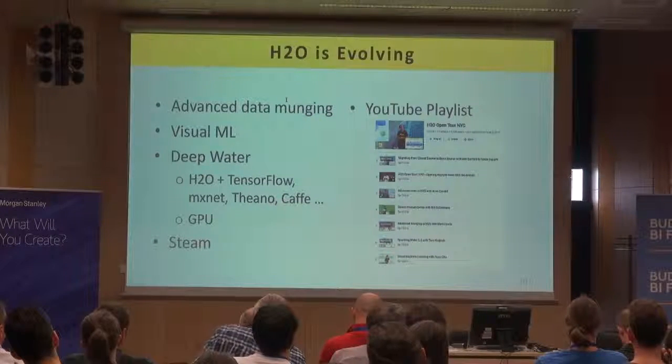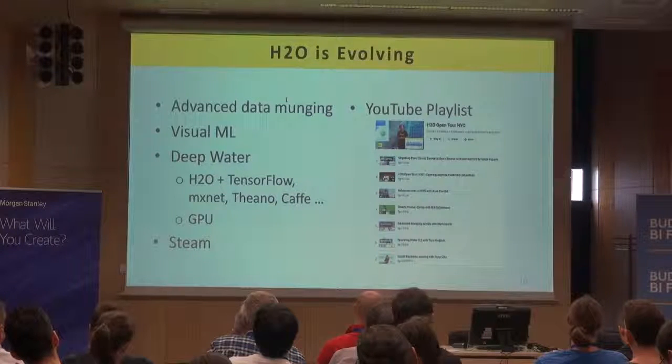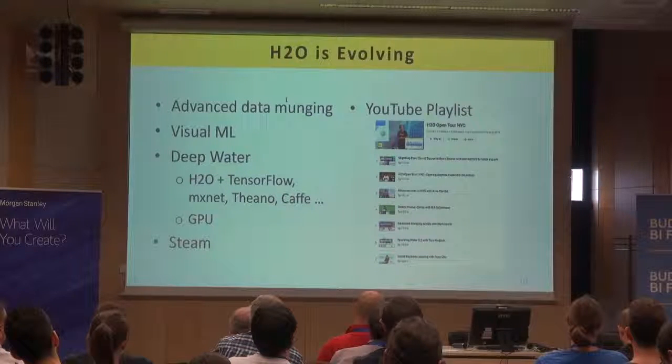And we are also working on GPU implementations, because at the moment we are only based on CPU usage for all of our algorithms. We also have another product called Steam, so we are trying to make machine learning even easier for everyone to try.